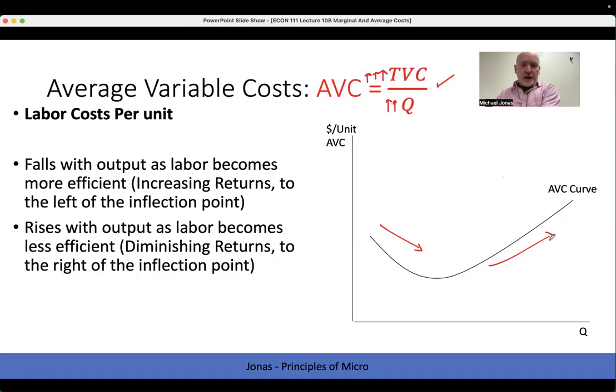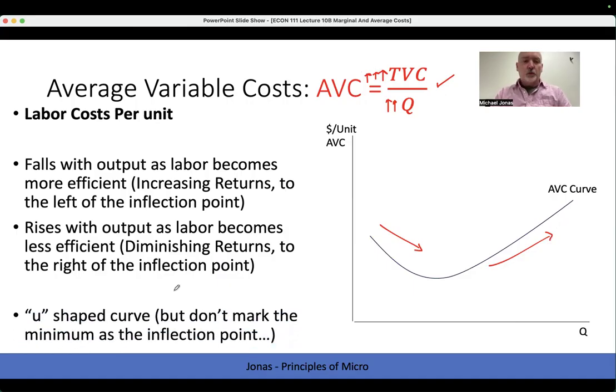Now, the way we just described that, it's going to be really tempting to locate that inflection point right at the bottom of that curve because it's coming down. And then when we hit the inflection point, it starts to come back up. That's not quite where it's going to be. So let's hold off on that for a little bit, and we'll explain that at the end. But it does explain why the shape looks the way it does. Increasing returns, labor productivity increasing, labor cost per unit falling. Diminishing returns, labor productivity falling, cost per unit rising.